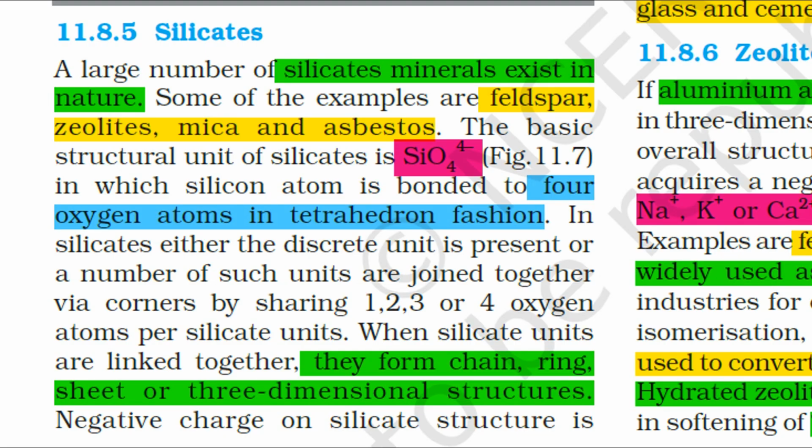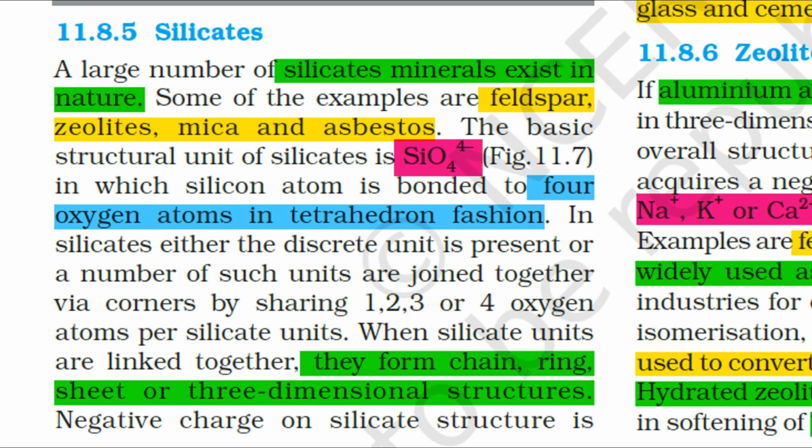Next, 11.8.5 Silicates. A large number of silicate minerals exist in nature. Some of the examples are feldspar, zeolites, mica, and asbestos. The basic structural unit of silicates is SiO4 4-, in which a silicon atom is bonded to 4 oxygen atoms in tetrahedron fashion. In silicates, either the discrete unit is present or a number of such units are joined together via corners by sharing 1, 2, 3 or 4 oxygen atoms per silicate unit.